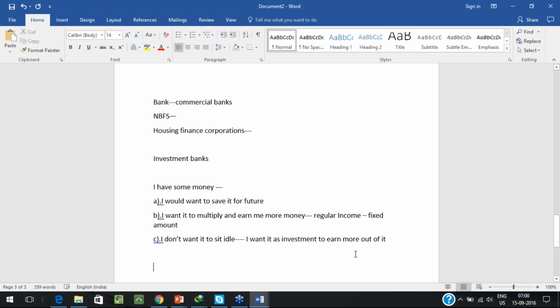Okay, let's confine to these three. Investing in shares will come into this C option, where you want your investment to earn more and you are not sure about the timelines. Maybe now, or the next day, or any other time. You are not sure about the returns here in the third case. So that's the reason I'm moving shares into the third scenario.